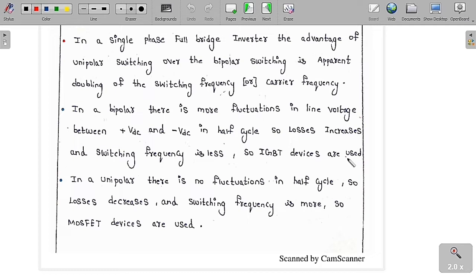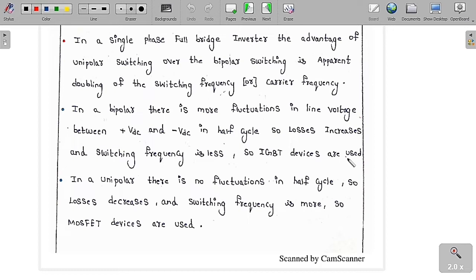I have already told you the switching frequency is more in unipolar when compared to bipolar. When the switching frequency is more, we use the MOSFET. When the switching frequency is less, we use the IGBT. So MOSFET devices are used for the unipolar switching whereas the IGBT devices are used for the bipolar switching.